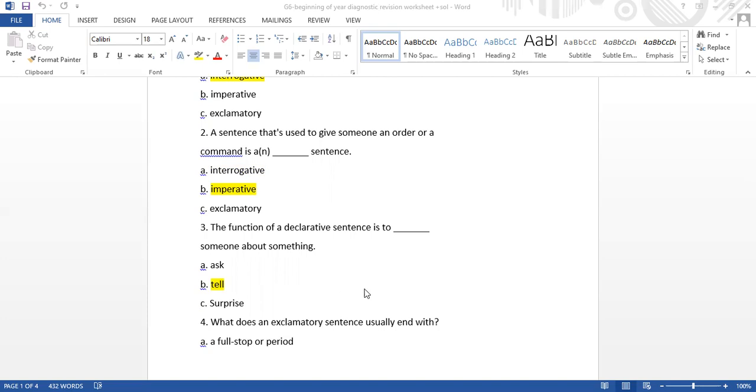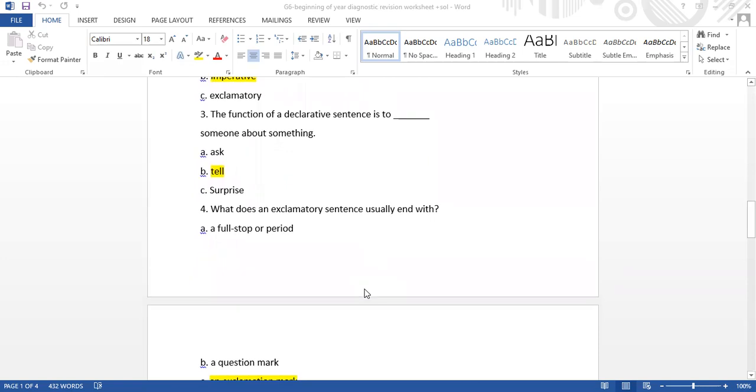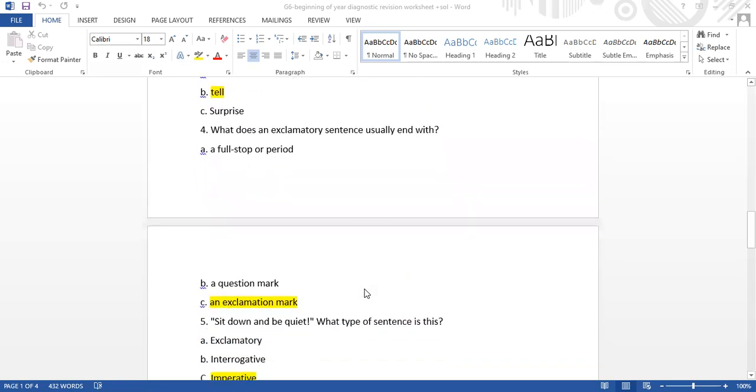This would be a declarative sentence. Number 4, what does an exclamatory sentence usually end with? An exclamatory sentence, remember, is a sentence that shows a strong feeling and ends with an exclamation mark. So it must end with an exclamation mark, not a full stop and not a question mark.